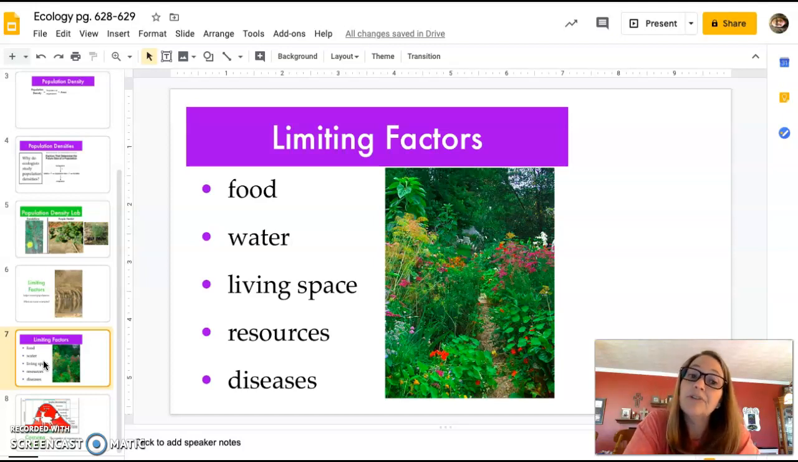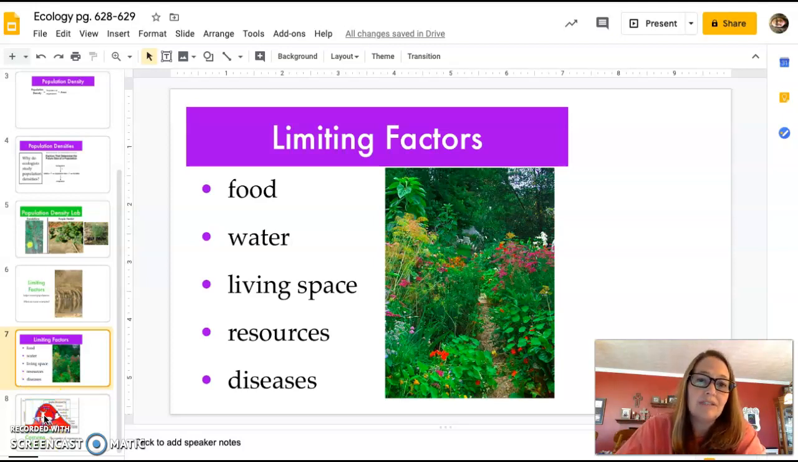And then another limiting factor is diseases. Diseases definitely spread throughout populations, and they do limit the number that are there. So when we say limit, it's kind of like a speed limit sign. That's the maximum number of organisms that you're going to be able to support in your ecosystem. So along with limiting factors, you have another vocabulary word, and that's carrying capacity.